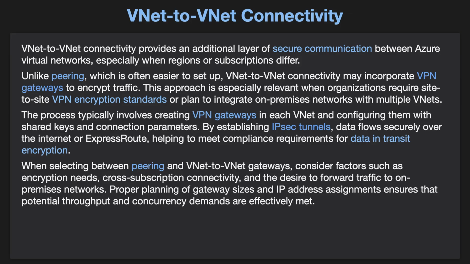When selecting between peering and VNet to VNet gateways, consider factors such as encryption needs, cross-subscription connectivity, and the desire to forward traffic to on-premises networks. Proper planning of gateway sizes and IP address assignments ensures that potential throughput and concurrency demands are effectively met.